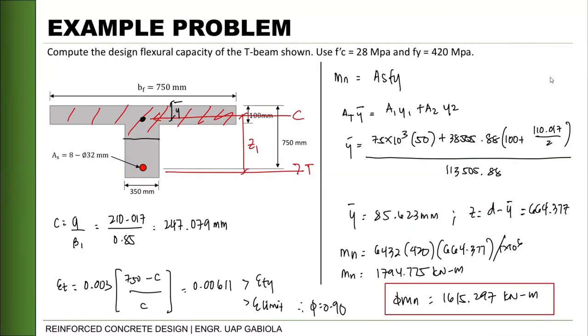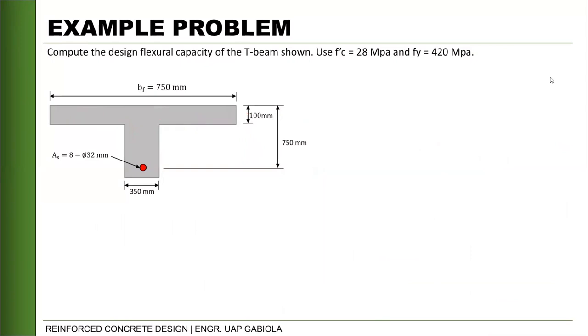So, this procedure we did after verifying that it is a true T-beam is one way of calculating the moment capacity. There's actually another way of doing that. The other method is to divide our section into two individual sections. For example, this is our T-beam, the first, plus another one.